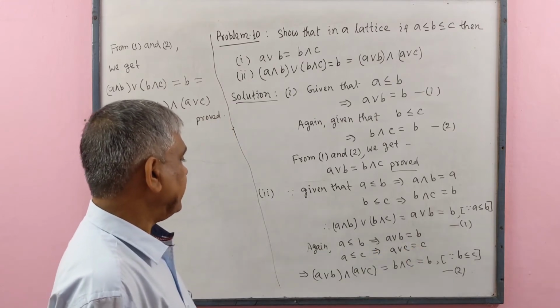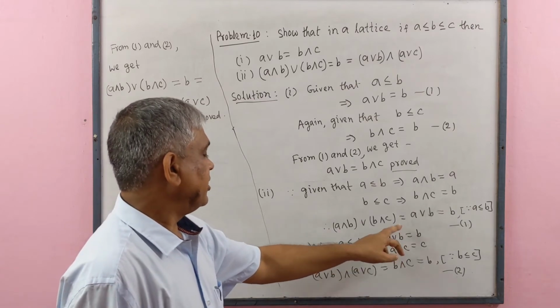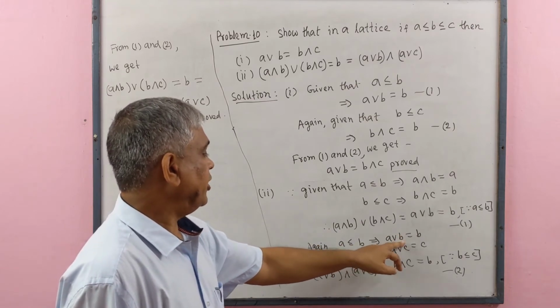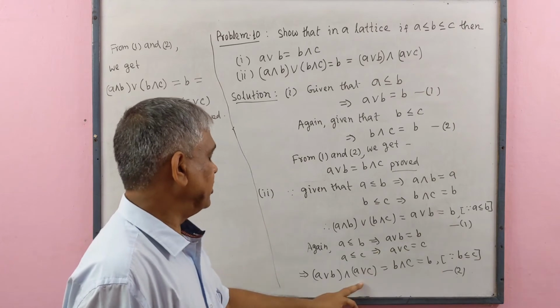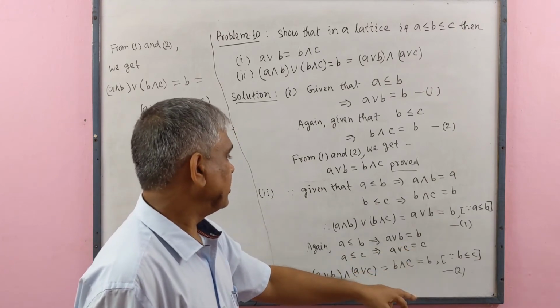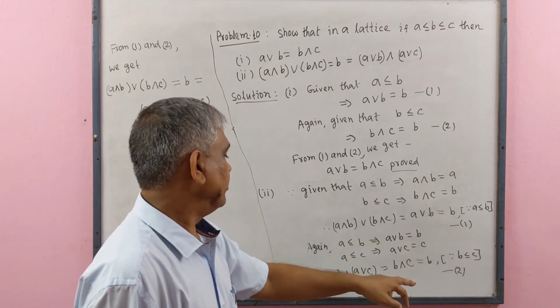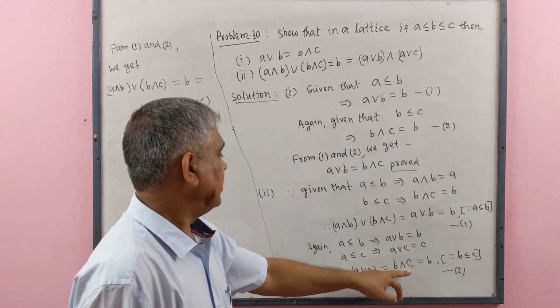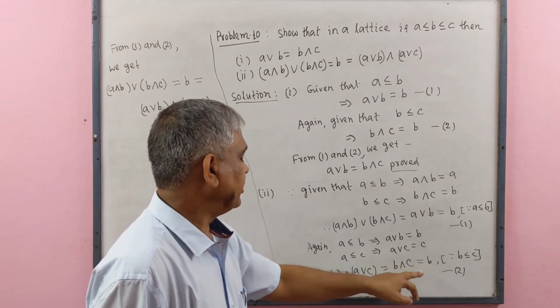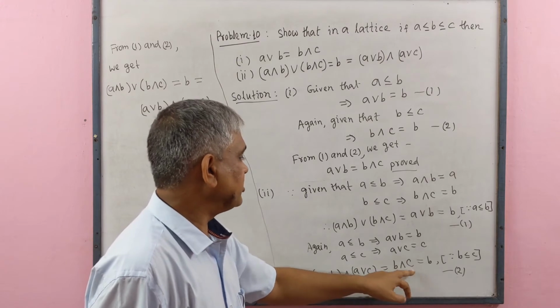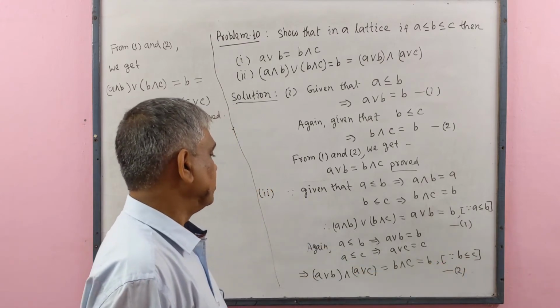Now we take both sides meet. A join B meet A join C. Here we get B meet C, and B meet C equals B. In meet we take the lesser element, B is less than or equal to C. So this is number 2.